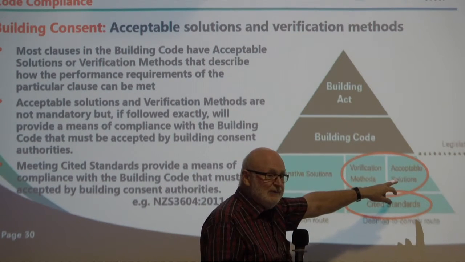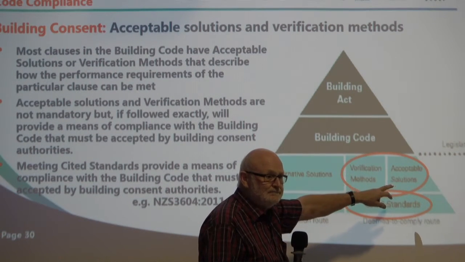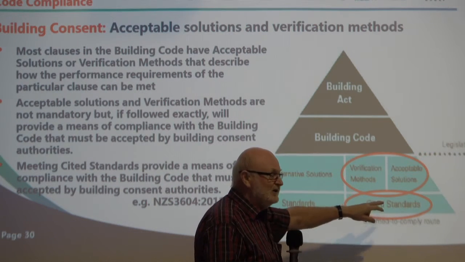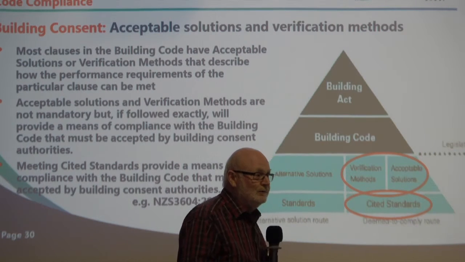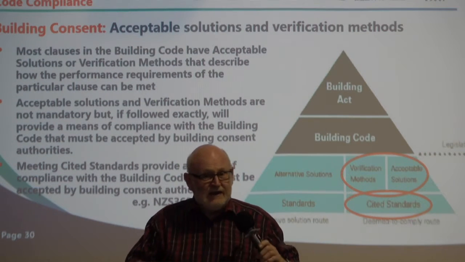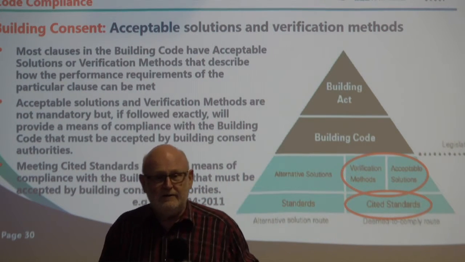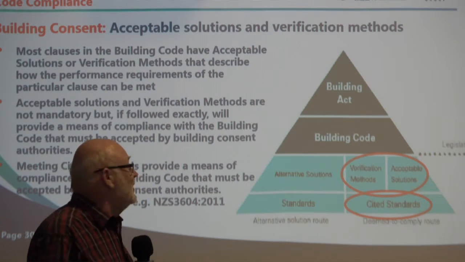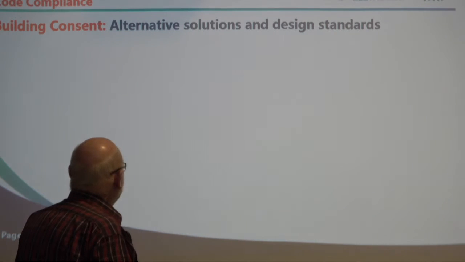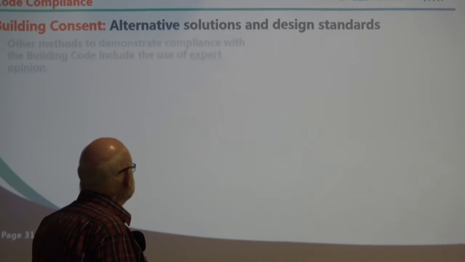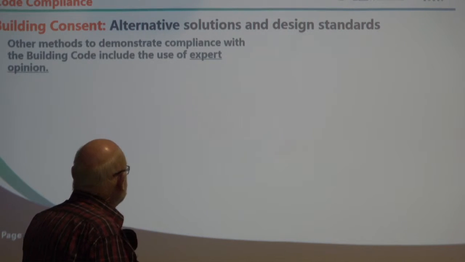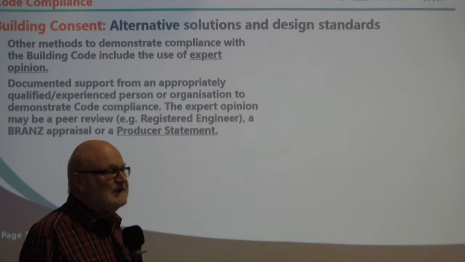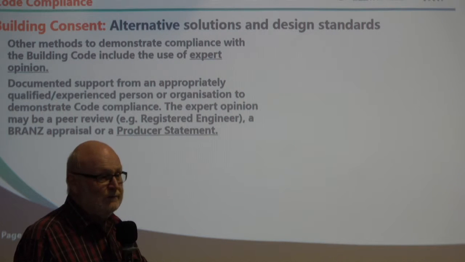Verification methods, acceptable solutions, the whole range of acceptable solutions, and cited standards, 3604. So that's one way of ensuring that your building will get a building consent and will comply. The alternative to acceptable solutions and design standards is using expert opinion. This is more difficult to prove with the council.